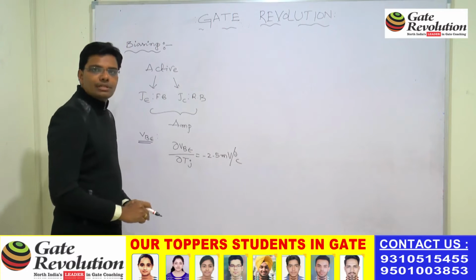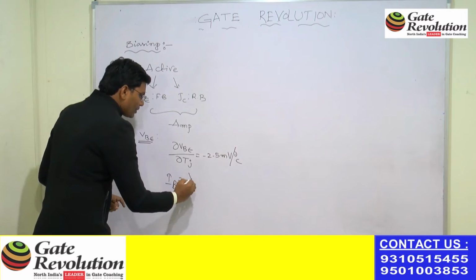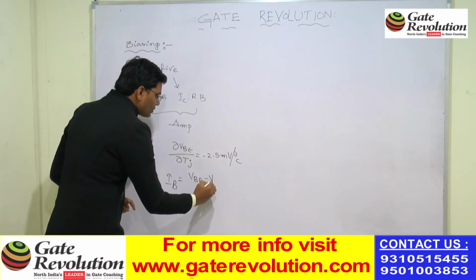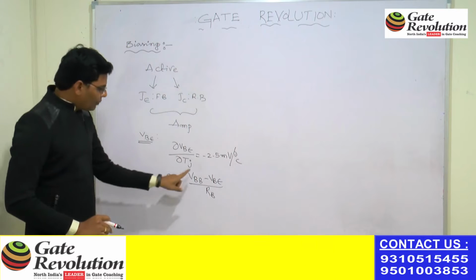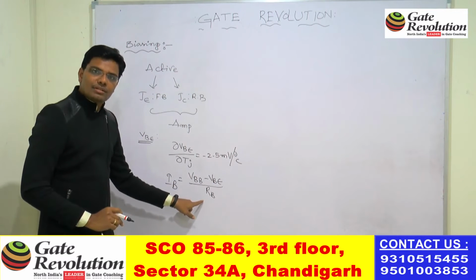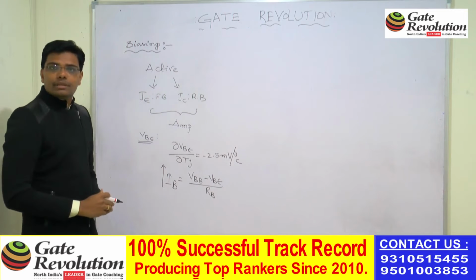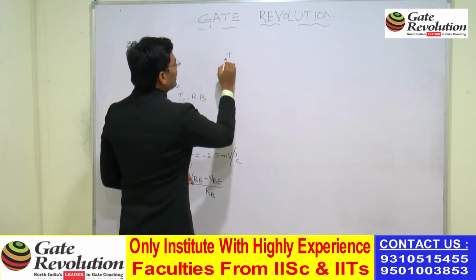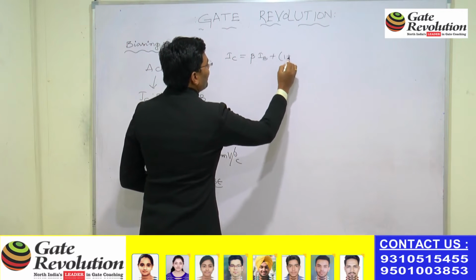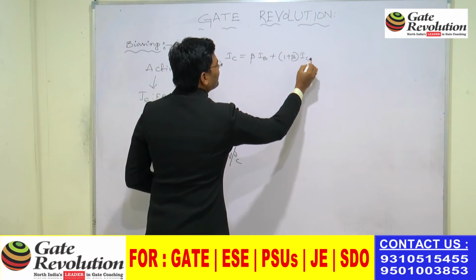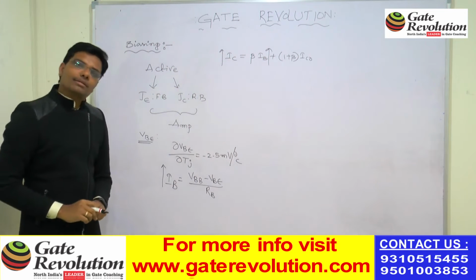If voltage VBE decreases, what happens? We have the equation for base current IB, that is VBB minus VBE by RB in forward bias condition. VBB and RB are both constants. If VBE is decreasing, automatically IB increases. If IB increases, what is the effect on IC? We have the equation IC is equal to beta IB plus (1 plus beta) times ICO. As IB is increasing, automatically collector current IC increases.